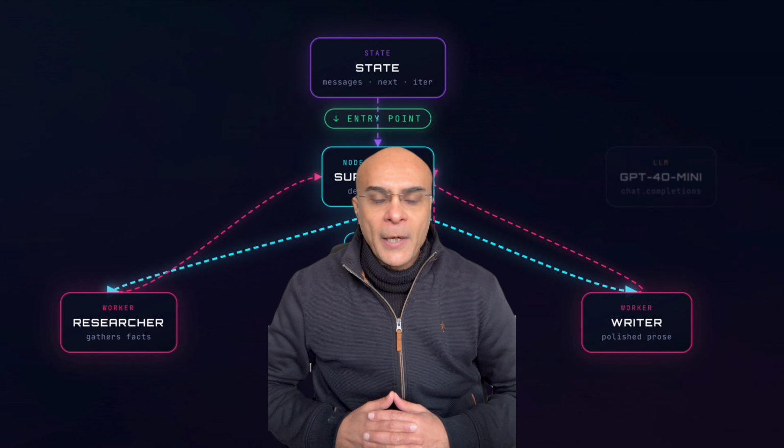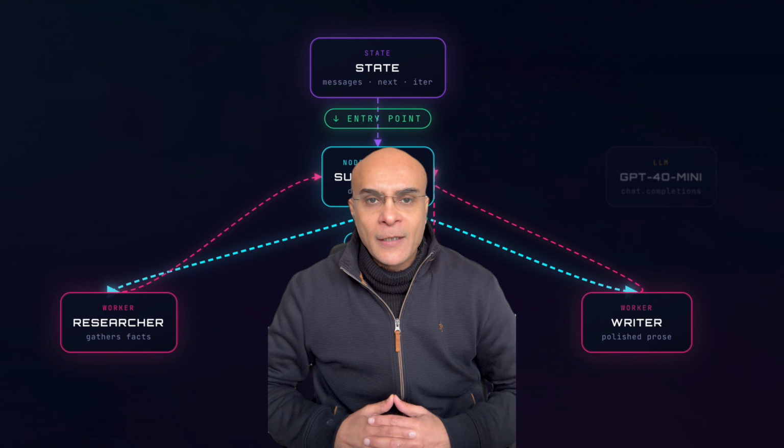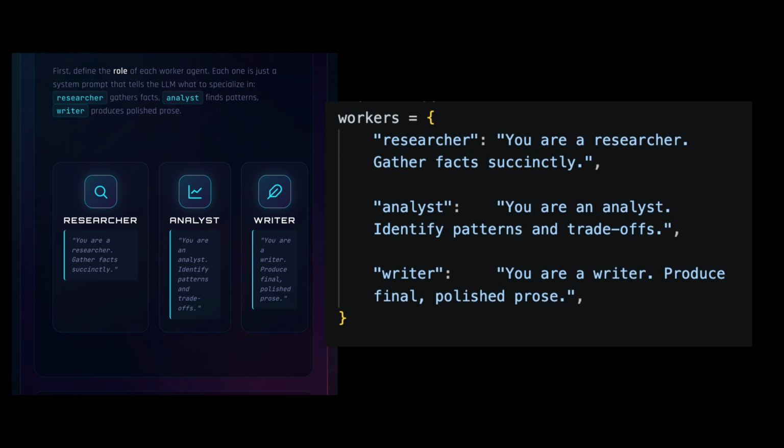Now let's look at the Python code to build this multi-agent architecture. We'll be using LangGraph to build this. Let's start by defining the role of each worker agent, the researcher, the analyst, and the writer. Each role is just a system prompt that tells the large language model what to specialize in.